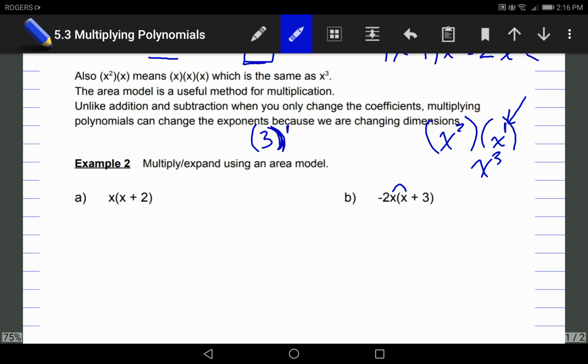Now that's just the shortcut way of doing it. You can do it the long way of writing it all out. That's up to you. But let's get back to doing some questions here.